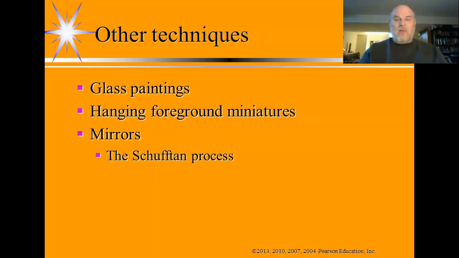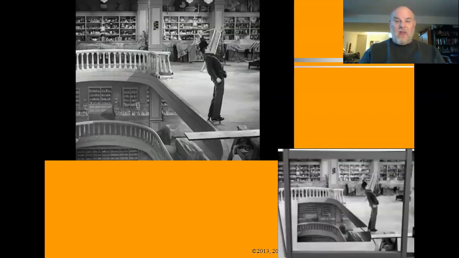Now, other techniques, and we talked about this a little bit when we talked about production design, that are used are glass paintings, hanging foreground miniatures, and the Schuften process using mirrors. The Schuften process is also called aerial image. So I'm going to show you a little bit of a clip of Charlie Chaplin doing something that appears to be, I should say, very, very dangerous.